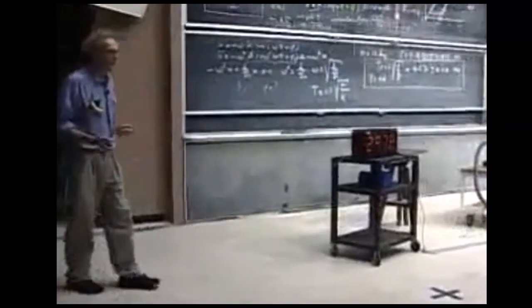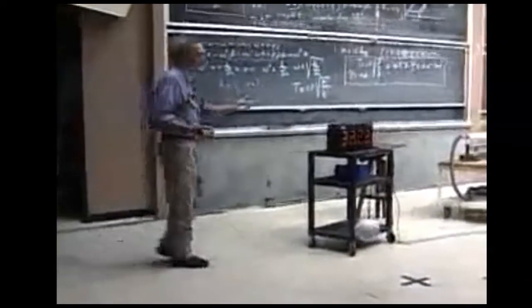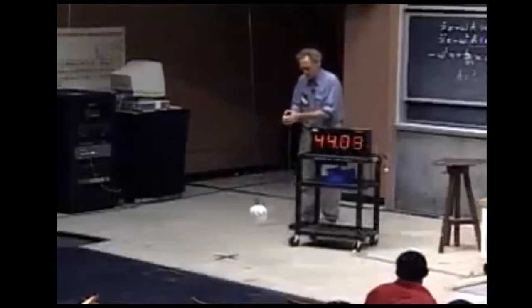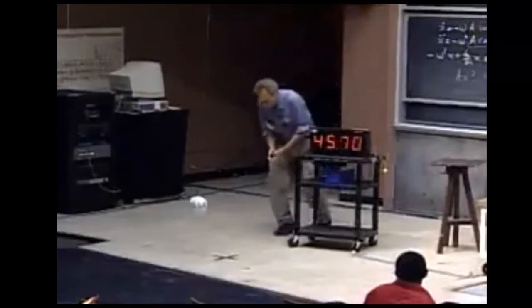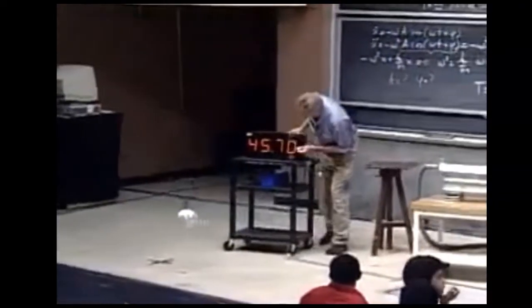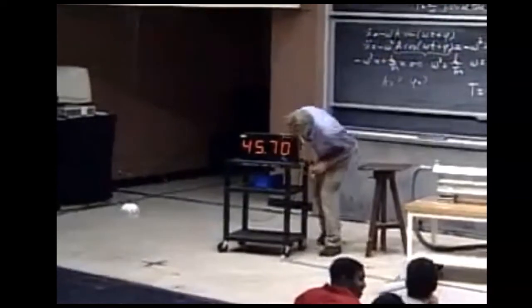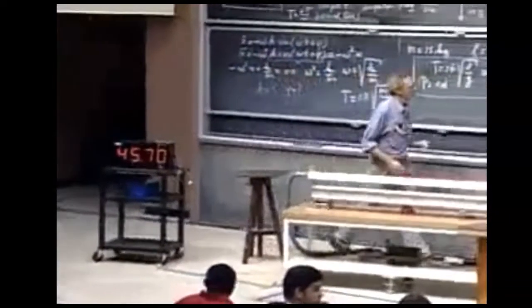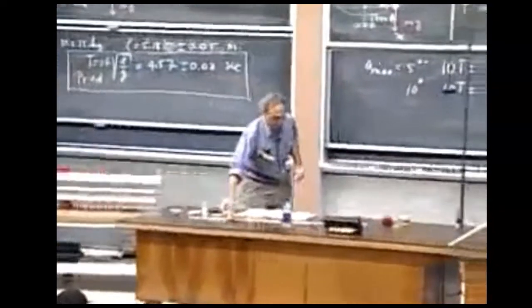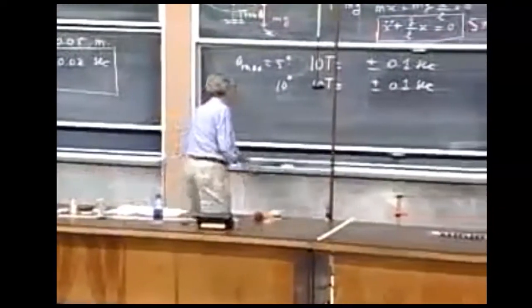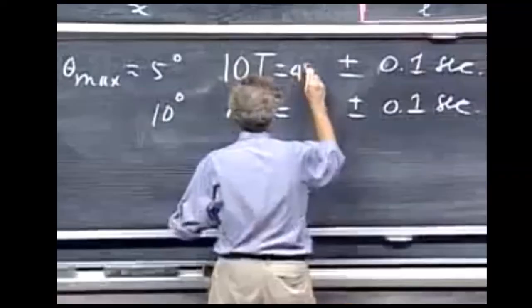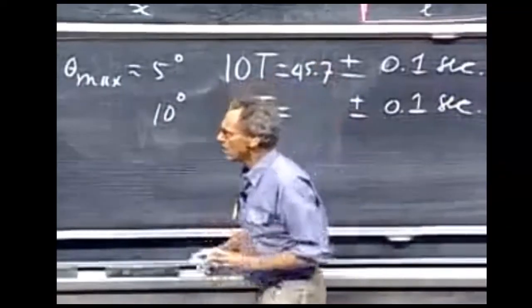Notice there's almost no damping on this pendulum. The amplitude remains almost the same. Whereas with the air track, you could actually see that there was already some kind of friction. Where are we now? 9? 9, right? 45.70. 45.70. Where's my chalk? 45.70.